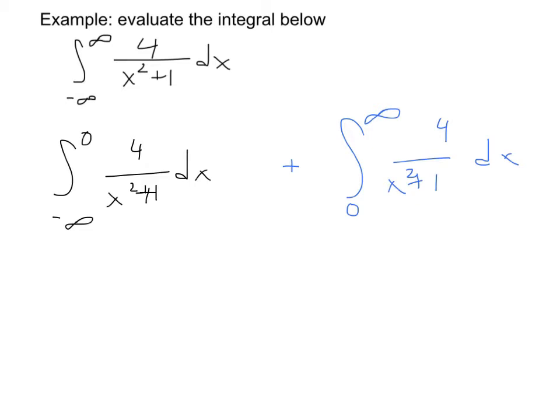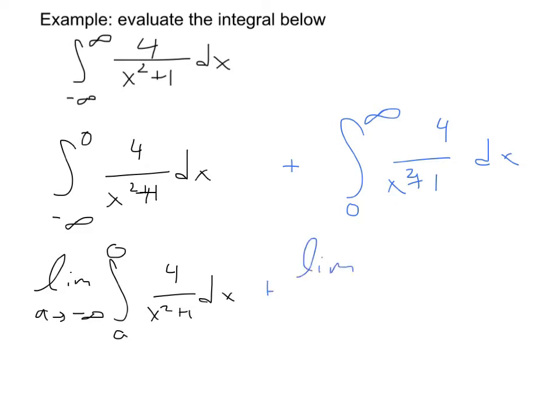So for the first one, I'm going to do the limit as a approaches negative infinity of the integral from a to 0 of 4 over x squared plus 1 dx. Plus, for this one, I'm going to do the limit as b approaches infinity. I don't want to use a again because I've already referenced a in this problem, so you actually need to use a new parameter, a new constant. The integral from 0 to b of 4 over x squared plus 1 dx.